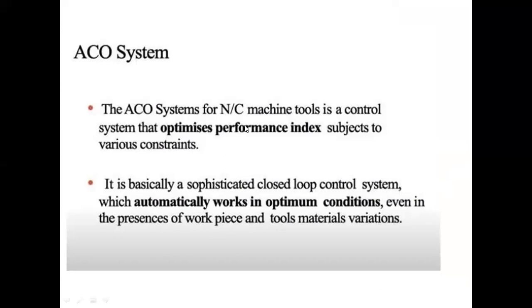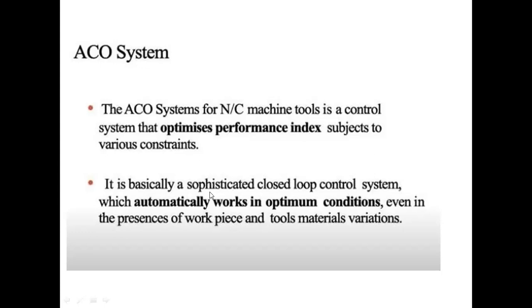So in this, an adaptive control with optimization system for NC machine tools is a control system that optimizes a performance index subject to various constraints. So this is the gist of it: you want to optimize the performance index. Okay, there is this thing called the performance index. We'll see how we will calculate that. So you want to optimize this performance index, right? And considering the various constraints.